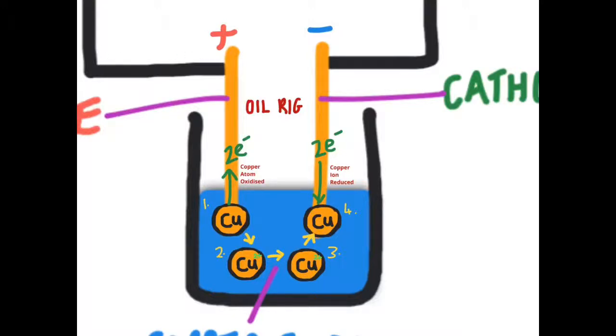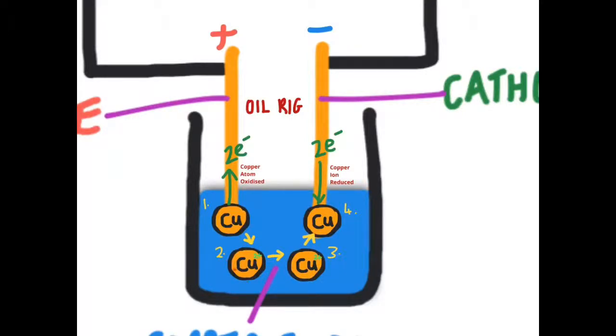2 electrons will be pulled away and they'll move around the circuit because remember, copper has 2 electrons on its outer shell. So the copper atom is oxidized. Oxidation is loss. It's lost 2 electrons. When it does that, it becomes an ion, and as an ion, it doesn't stay attached to the electrode. It basically enters the solution. So now you've got copper ions dissolved in solution.